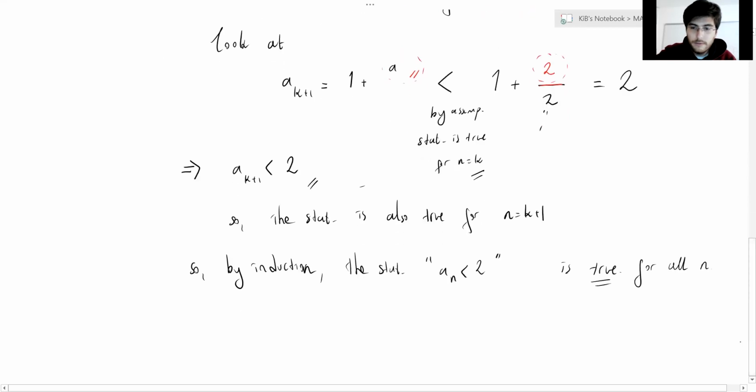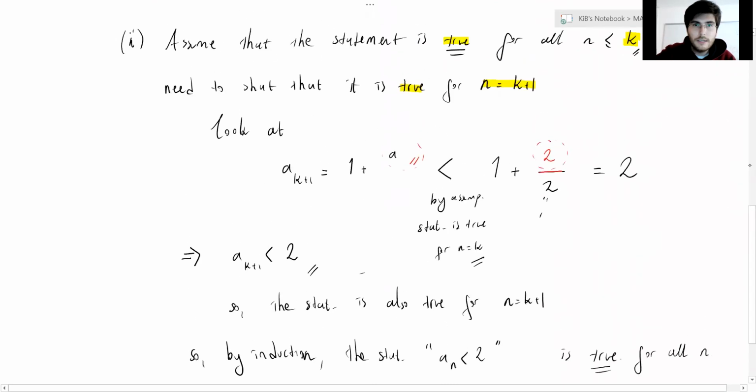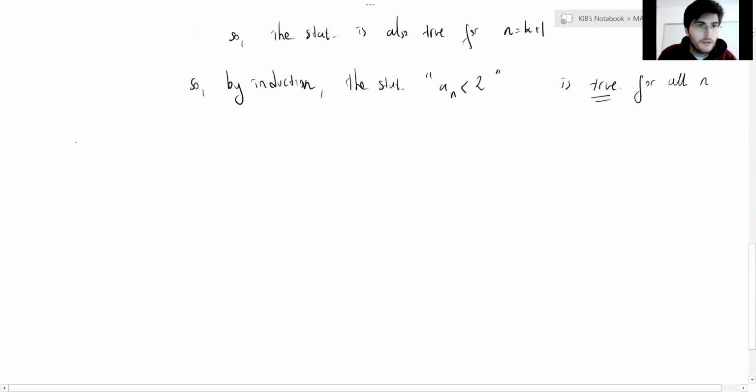But we are not finished yet. So this is part A. Now part B, we need to prove something else. So we need to prove this thing. This is our new statement, and we are going to prove it using exactly the same idea. So let's see, part B. Now we want to show that a_n is always less than a_{n+1} for all n. This is the statement we wish to prove. Then use induction.